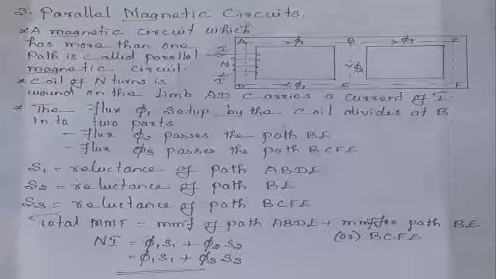AD carries a current of I. The flux phi 1 set up by the coil divides at B into two parts. Flux phi 2 passes through the path BE. Flux phi 3 passes through the path BCFE. S1 is the reluctance of path ABDE, S2 the reluctance of path BE, S3 the reluctance of path BCFE. So total MMF equals MMF of path ABDE plus MMF for path BE or BCFE. So N into I is equal to phi 1 S1 plus phi 2 S2, equal to phi 1 S1 plus phi 3 S3.